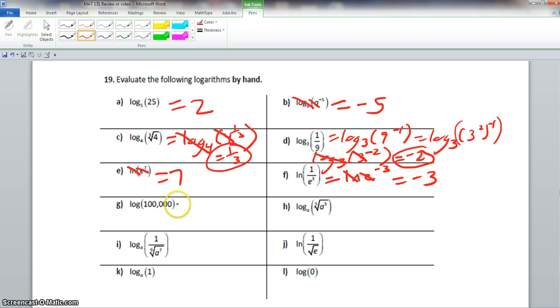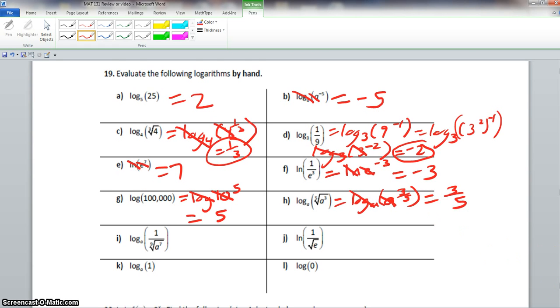Now we have log of 100,000. The base here is 10, so we could change 100,000 to 10 to the 5th power. The log and the 10 will simplify out and leave you 5. Now we have log base a of the 5th root of a to the 3rd. That will give us log base a of a to the 3/5 power. The log base a and this a will simplify out, and that will leave you 3/5.